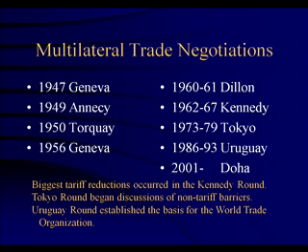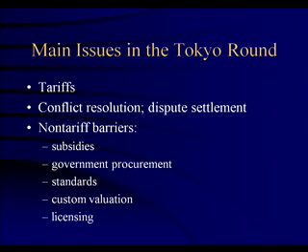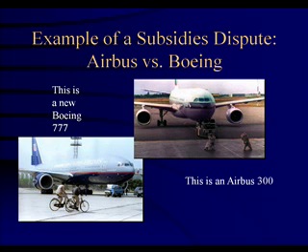As tariffs were reduced, some countries substituted non-tariff barriers for tariff barriers. And so the trade talks tended to focus more on non-tariff barriers than they had previously. In the Tokyo round, for example, non-tariff barriers were added to tariffs as a major discussion, along with conflict resolution methods and methods of settling trade disputes. The 5 types of non-tariff barriers that were discussed at Tokyo included subsidies, government procurement, standards, customs valuation barriers, and licensing barriers. Here's an example of a subsidies dispute that's still going on between the United States and Europe.